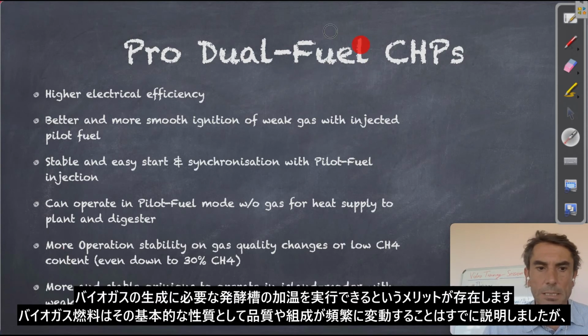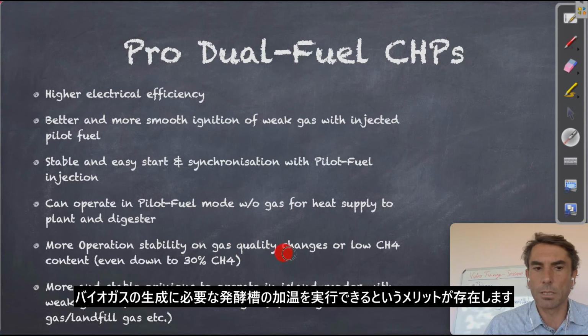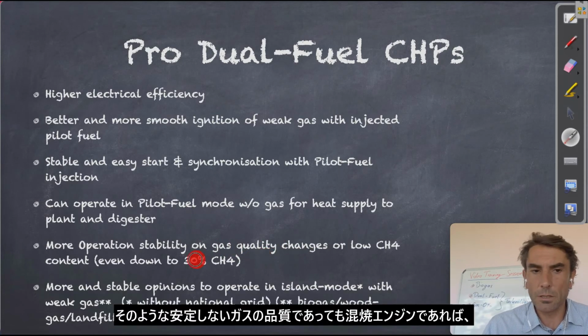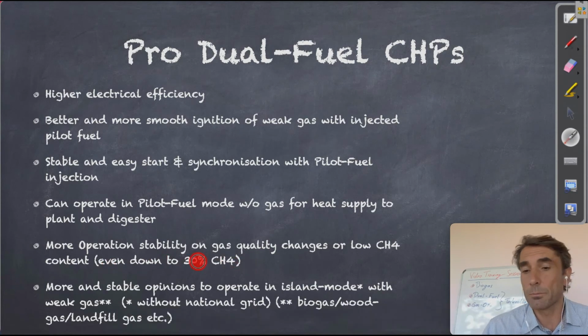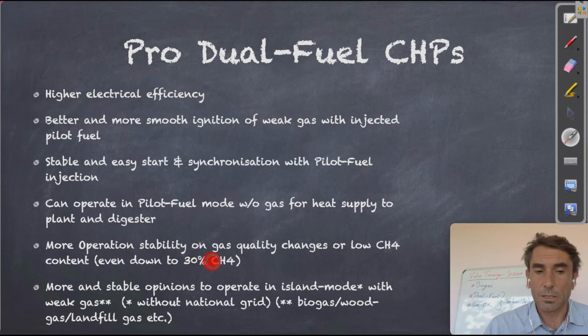With a dual fuel system, it's much easier to operate with a lower gas quality or gas quality changes. We can even operate the CHP with a CH4 content of 30%, 35%, 40%. The usual gas auto engine gets problems below 45% CH4 content. For a dual system, it's not a problem at all to operate on lower CH4 content.